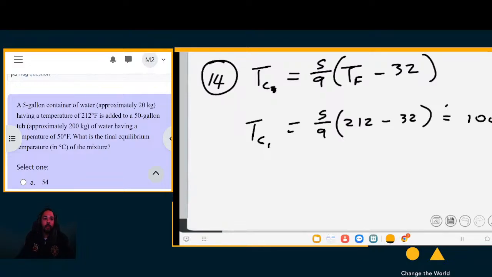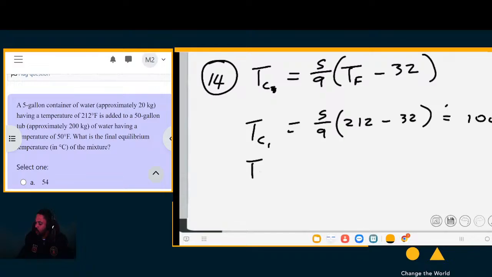Now we have a 5-gallon container of water. It weighs approximately 20 kilograms, and it is at boiling point, 100 degrees Celsius, and this hot boiling water is added to a 50-gallon tub. Now we know 5 gallons is about 20 kilograms, so 50 gallons is approximately 10 times more, so 200 kilograms of water. So we add this 5 gallons of boiling hot water to a 50-gallon tub of water having a temperature of 50 degrees.